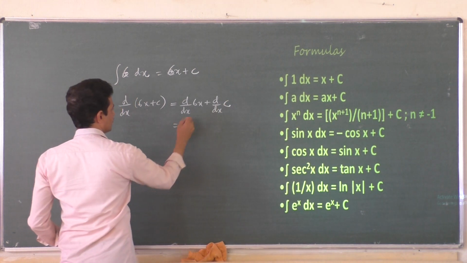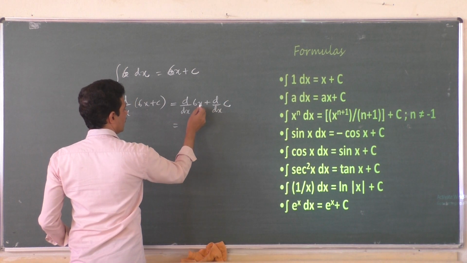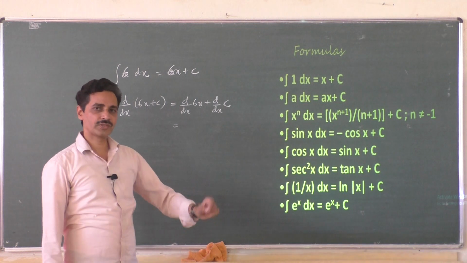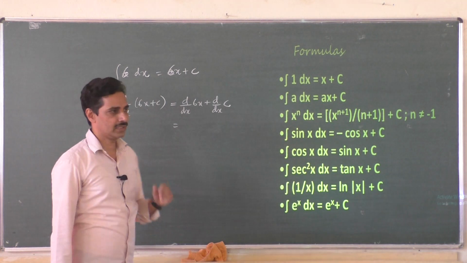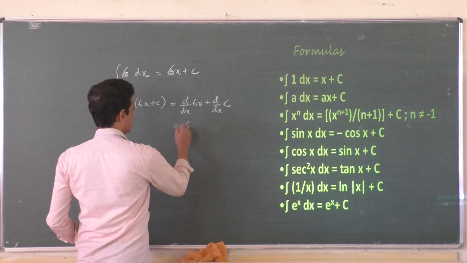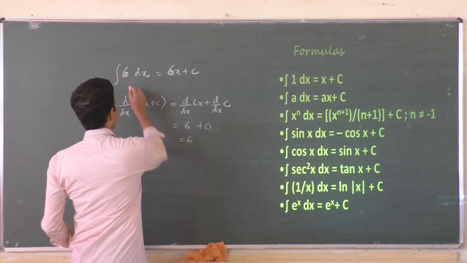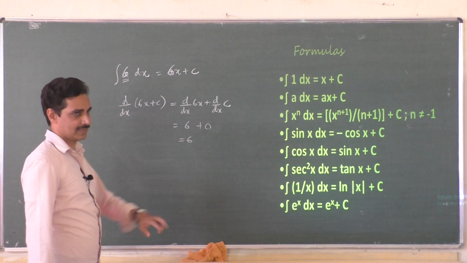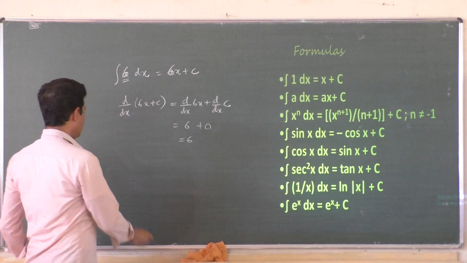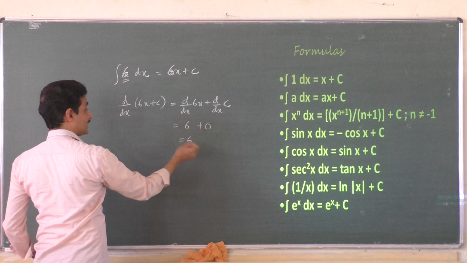What is d by dx of 6x? That is 6 into differentiation of x. 1 x to the power 1 minus 1, that is 1. So it is 6 plus differentiation of a constant is 0, that is 6. So differentiation of 6x plus c is 6. What is the integration of 6? It is 6x plus c.